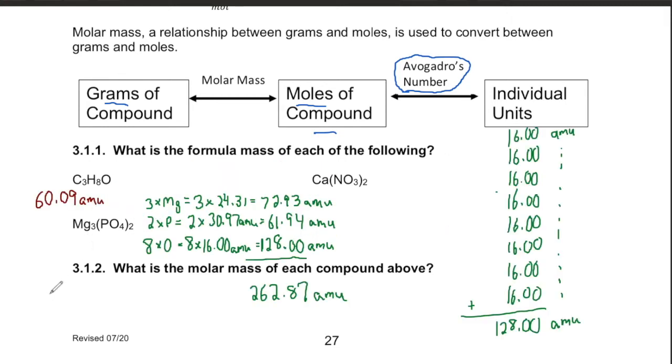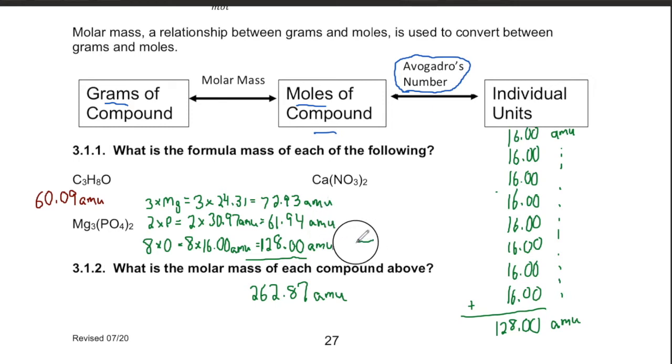Let's take a look at magnesium phosphate. We have 3 magnesium, 2 phosphorus, and 8 oxygen that we have to add up. Here are some of the atomic masses I got from the periodic table, and the sums over here that add up to 262.87 AMU, and I am keeping 2 past the decimal still for this formula mass.